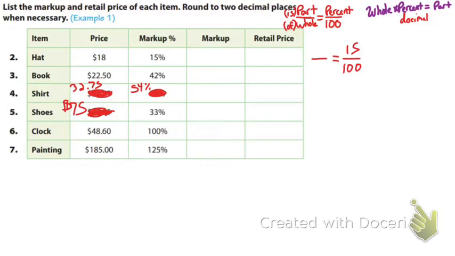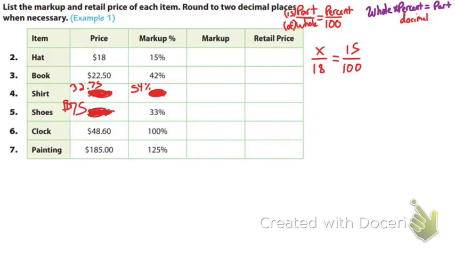Now, $18, that is the whole, because the whole can also be seen as the total cost. The total cost or the original cost is $18. That would go right there. And we're trying to find out what 15% of that is.